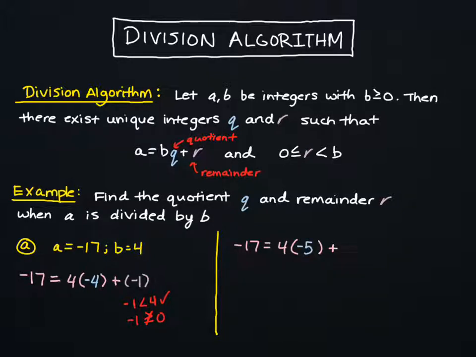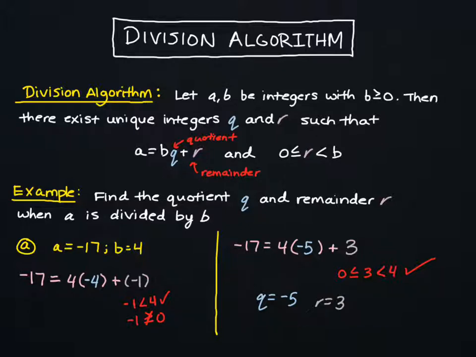That's going to give me negative 20, and so now to get back to negative 17, I'm going to add a positive 3. And this r will satisfy the conditions of the division algorithm. Here we have that 0 is less than or equal to 3, which is strictly less than 4. So we take our q here to be negative 5, and our remainder to be 3.